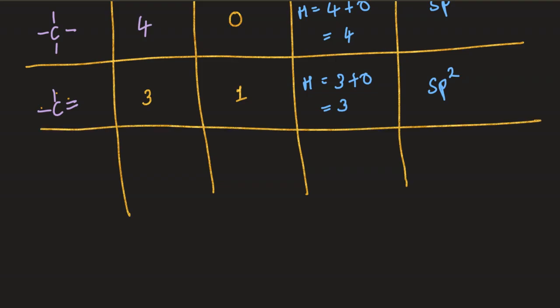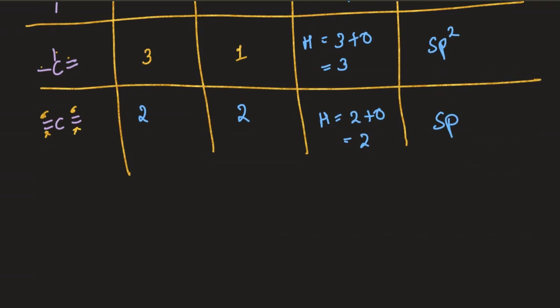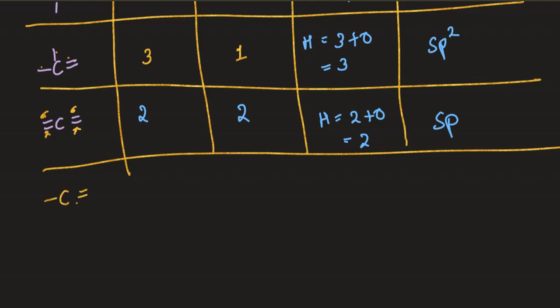Okay, moving to the next one, carbon having both side double bonds. Make sure that carbon does not have more than 4 bonds. At this time, can I say this is sigma, this is pi, this is sigma, this is pi? So how many sigma bonds do you have? 2 sigma bonds, 2 pi bonds. So H value is 2 plus 0, which is nothing but 2. 2 indicates sp hybridization. Okay, next, the last one: carbon having a triple bond and one single bond. Can you see inside the triple bond there is one sigma and 2 pi bonds? So the total number of sigma bonds is 2 sigma bonds.